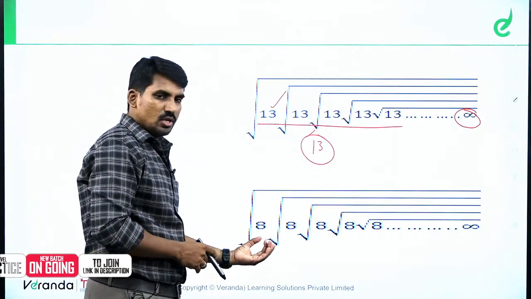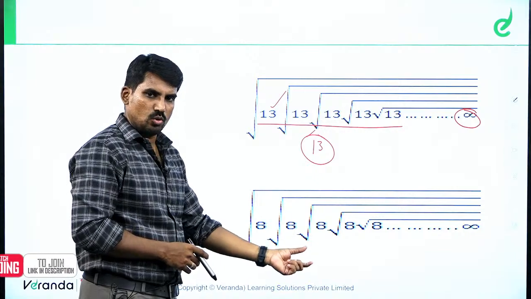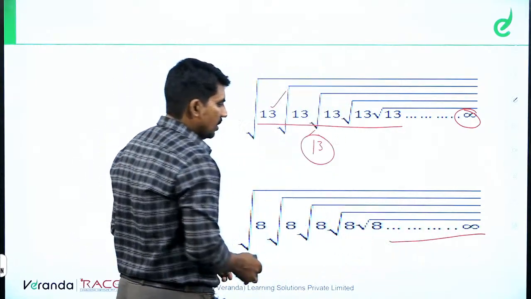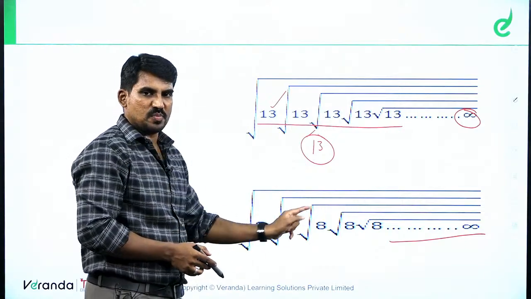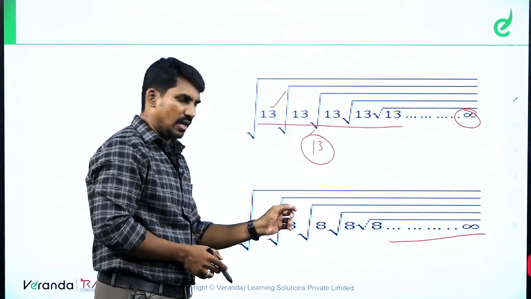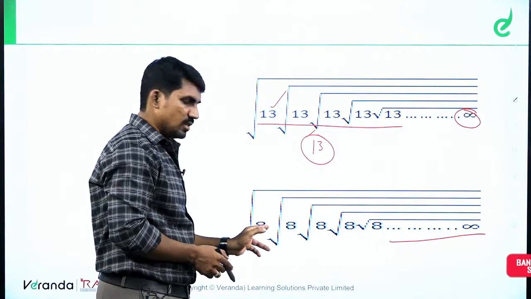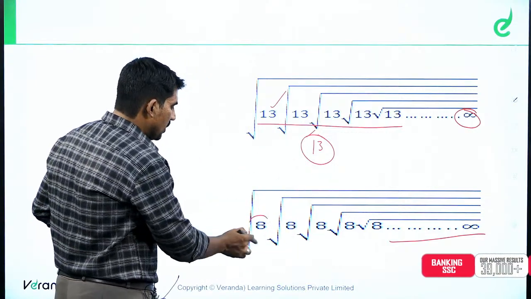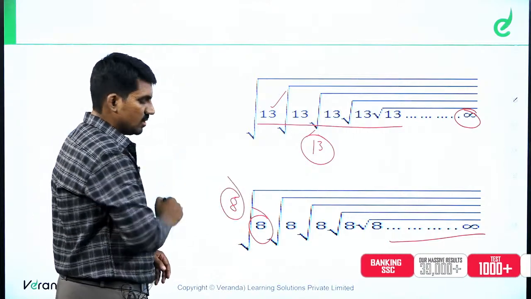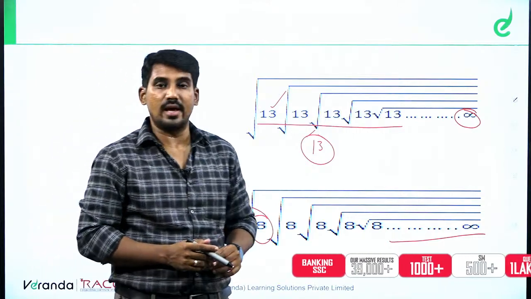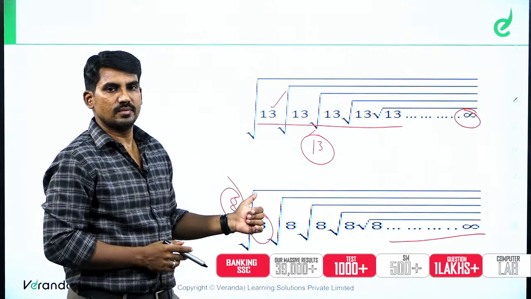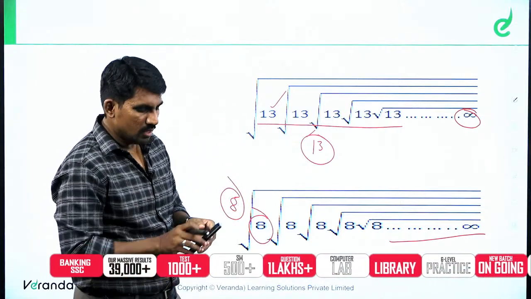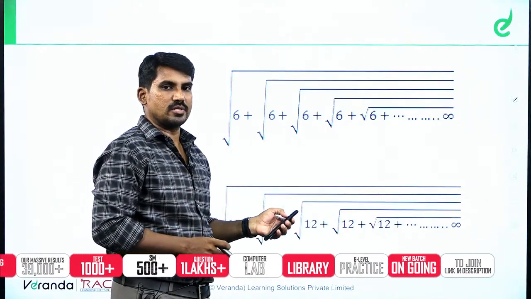Now see this. Root 8 into root 8 to infinity. Same number repeated in roots. Multiplication alone is there. No plus is there, no minus is there. Just root of given. Finally infinity given. Therefore the same number is the answer. Answer is 8. Clear? Easy. This is the first type. Right? Now the second type of question.